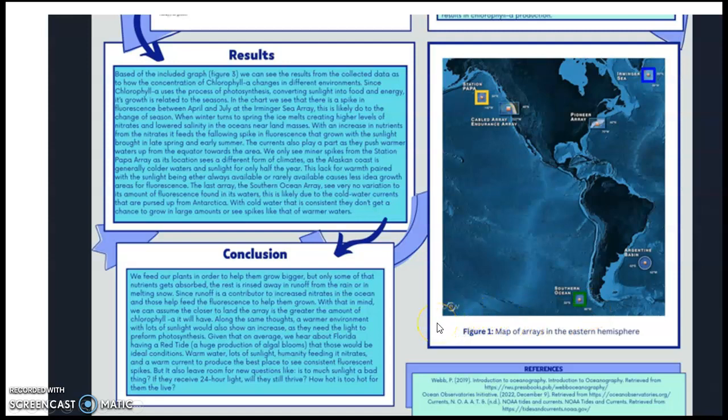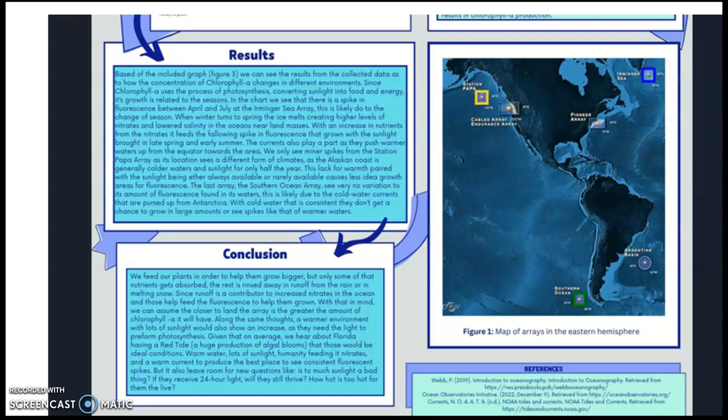So in conclusion, we feed our plants in order to help them grow bigger, but only some of that nutrients gets absorbed. The rest is rinsed away in runoff from the rain or in melting snow, since runoff is a contributor to increasing nitrates in the ocean, and those help feed the fluorescents to help them grow. With that in mind, we can assume that the closer to the land the array is, the greater the amount of chlorophyll A it will have.